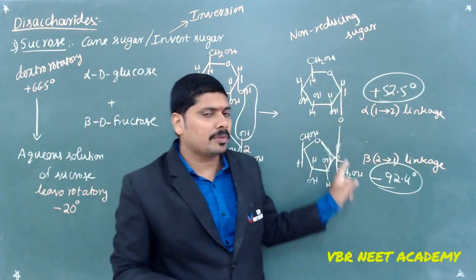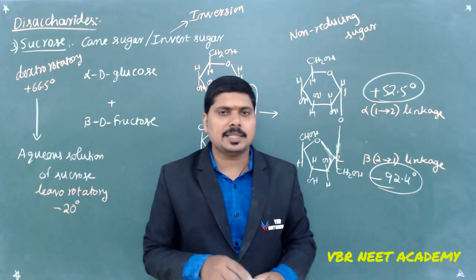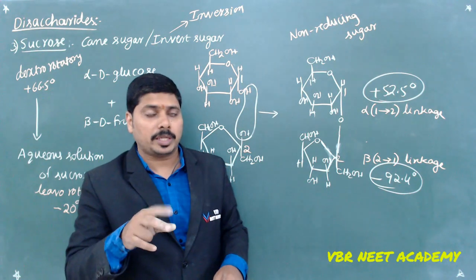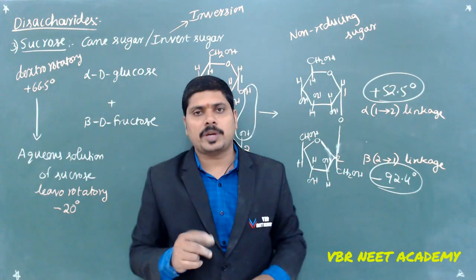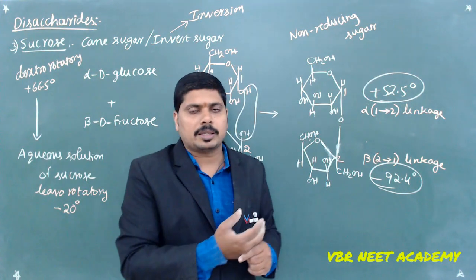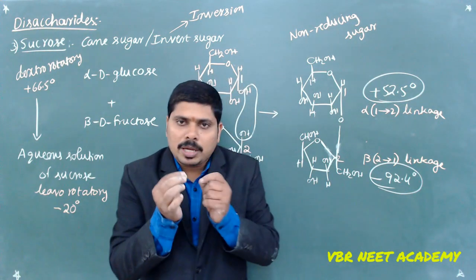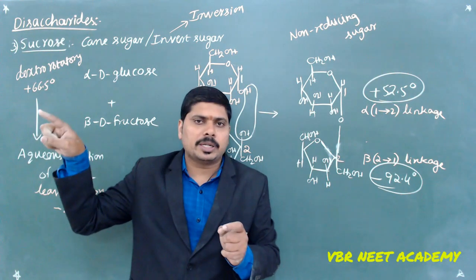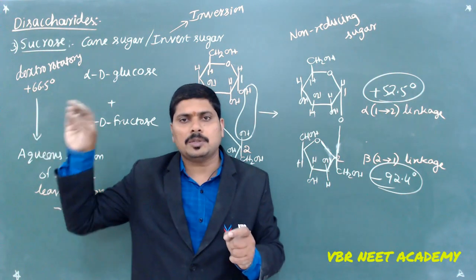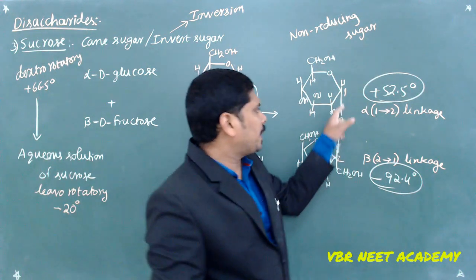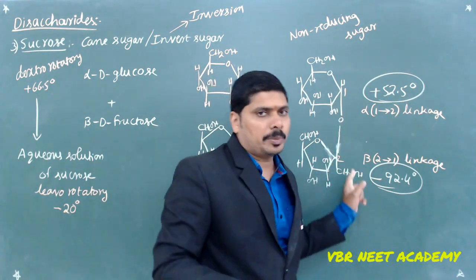Both of them are involved in bonding, and that's the reason we can't have alpha sucrose and beta sucrose. Why? Maltose and lactose have one free glucose unit, where I can give alpha and beta forms of maltose and lactose. The same thing is not possible here because both of them are involved in bond formation.